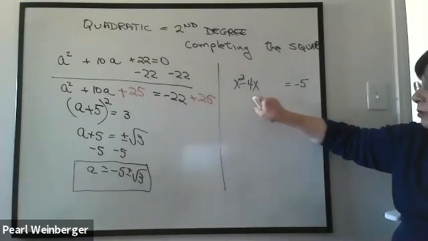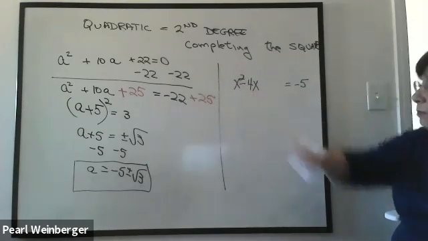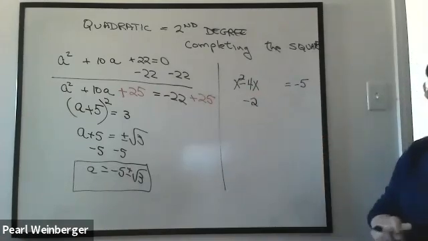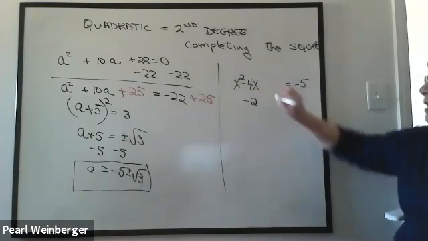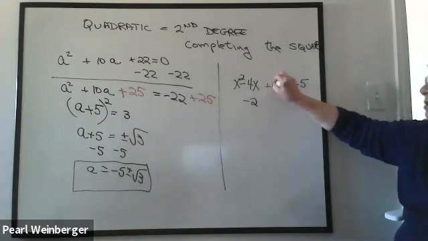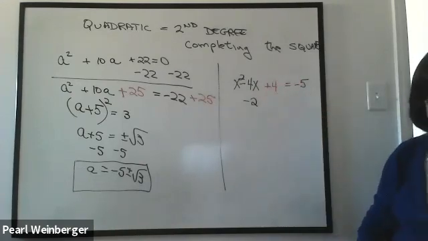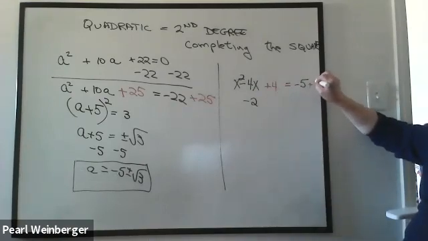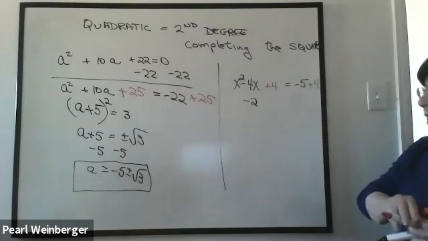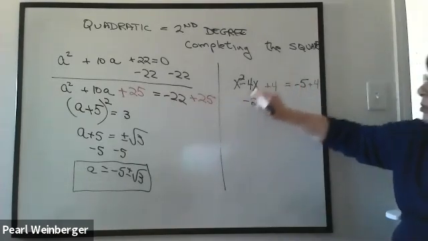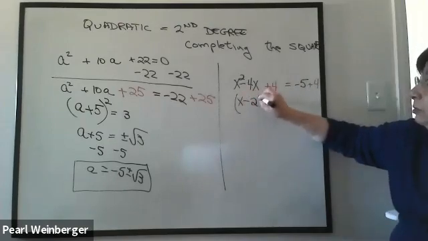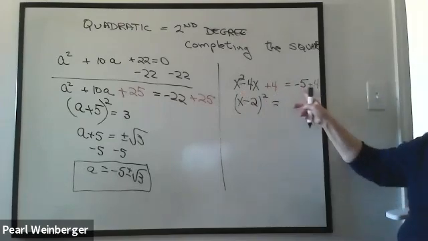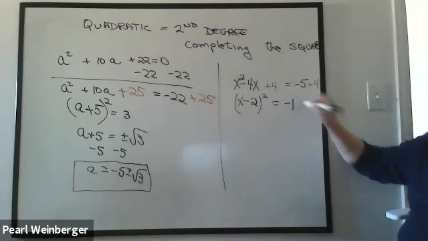And I want to add something to make this into a perfect square binomial. I do that by dividing the number in front of the x by 2. So that gives me negative 2. And negative 2 times negative 2 is positive 4. The number I have to add to make this into a perfect square binomial is 4. Of course, if I add 4 to one side, I have to add 4 to the other side. And in factored form, this is x minus 2 squared. And on the other side, I have negative 5 plus 4, which is negative 1.